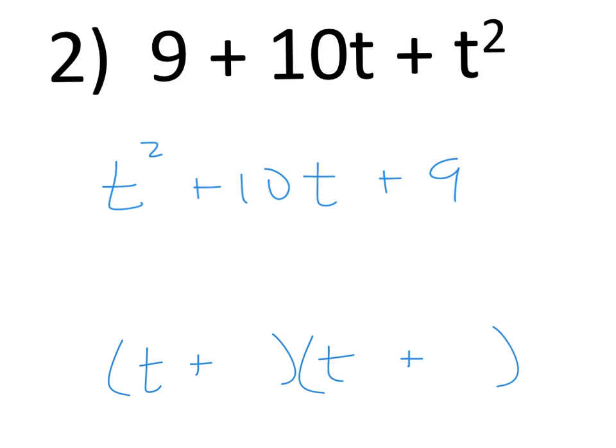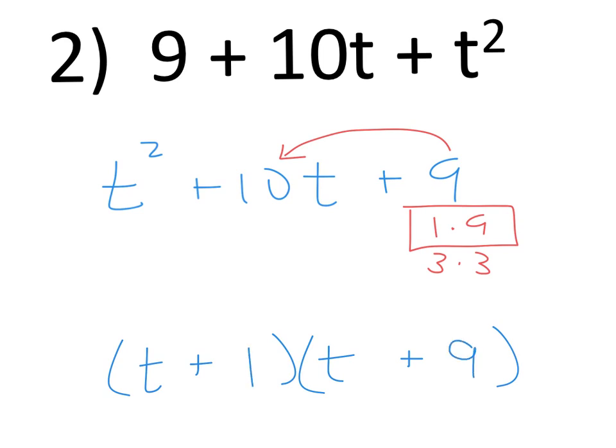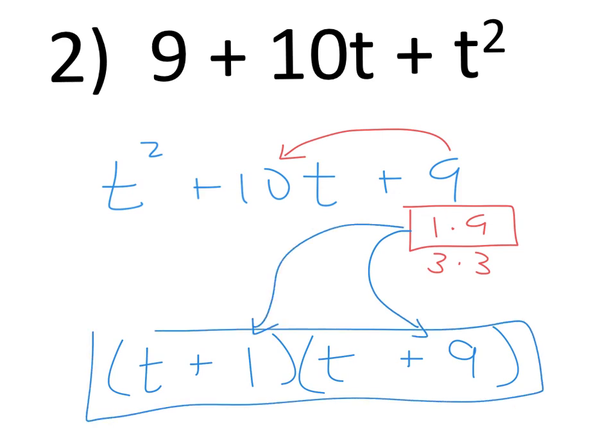Now what we've got to find, again, is factors of 9 that add to 10. Think about 1 times 9, or 3 times 3. If I'm looking there, 1 and 9 would add up to 10. When I take 1 times 9, I get 9, but when I add it, I get 10. So down here, I'm going to have t plus 1 and t plus 9. You're just writing your factors right down in there, and this will be my answer. Again, you can check to make sure you're getting it right.